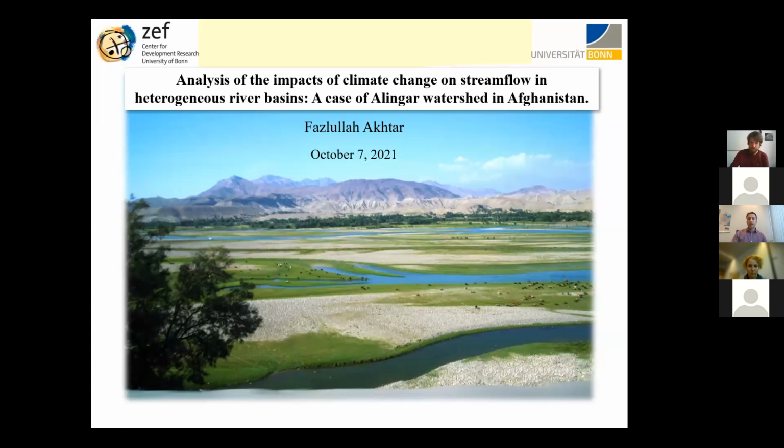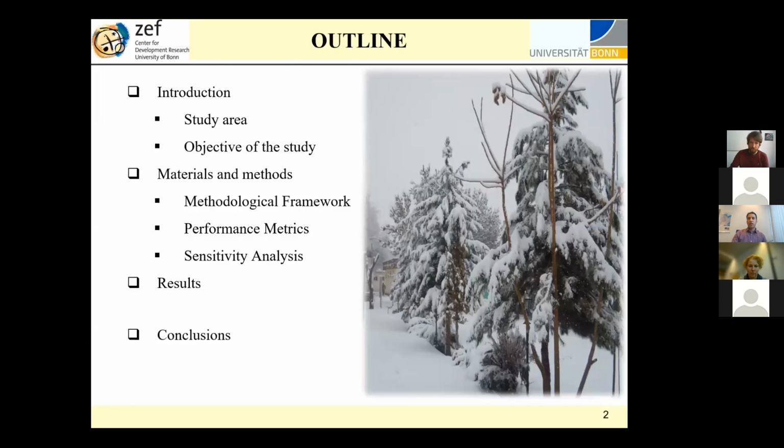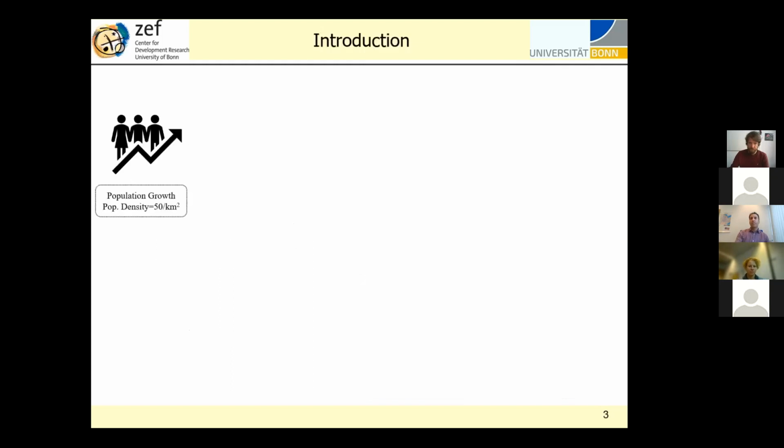The contents which I will be covering today: I will give you a brief introduction of the area, the motivation behind the study, then the objective of the study, the materials and methods that I used in carrying out this analysis, and then a bit of discussion of results and conclusion.